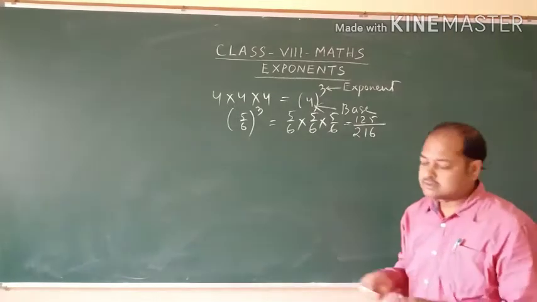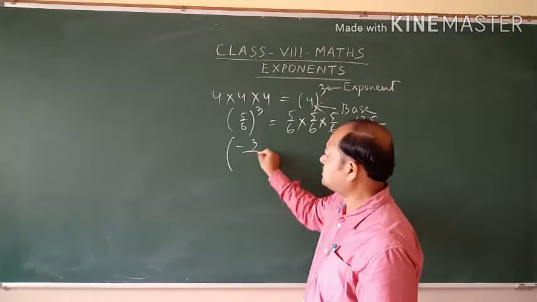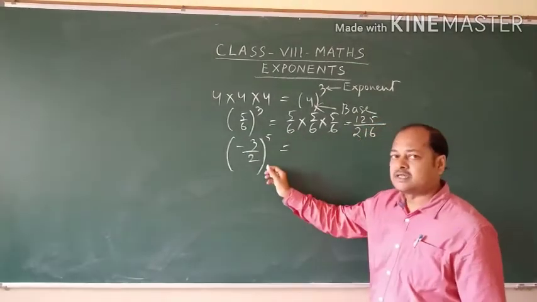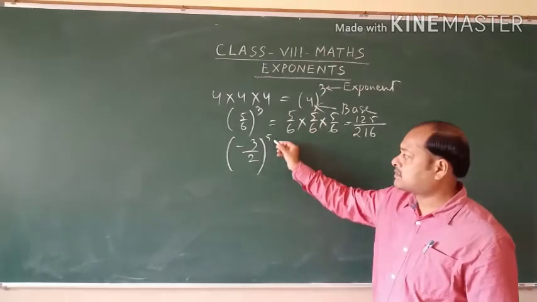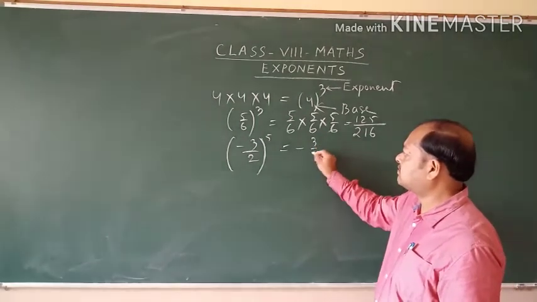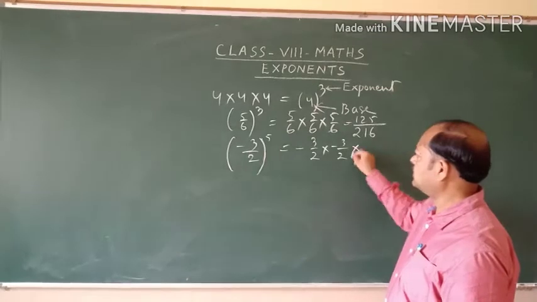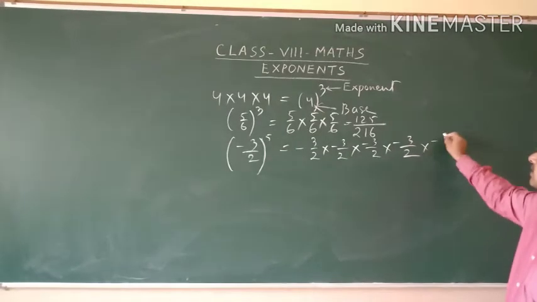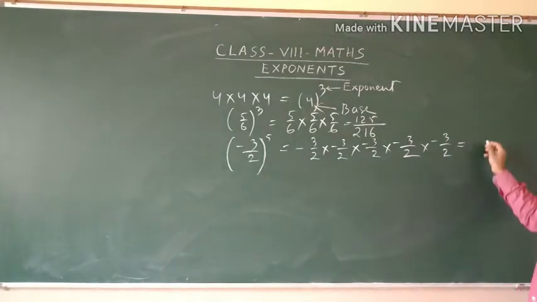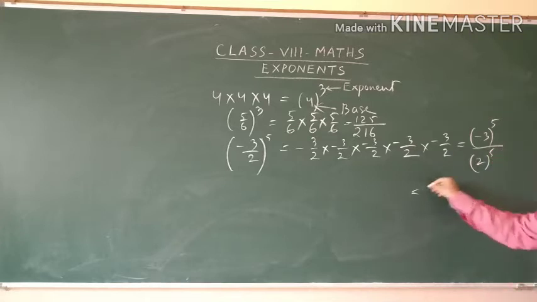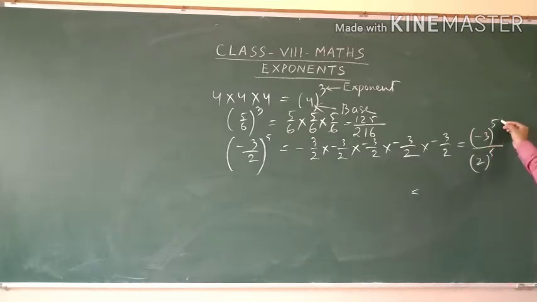Now let's see more examples. One example is minus 3 upon 2 to the power 5. Here we see a rational number minus 3 upon 2 and its power is 5. So we multiply minus 3 upon 2, 5 times: minus 3 upon 2 into minus 3 upon 2 into minus 3 upon 2 into minus 3 upon 2, and one more time minus 3 upon 2. We can write this as minus 3 to the power 5 upon 2 to the power 5.